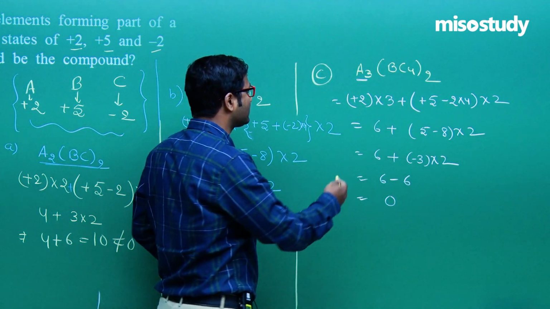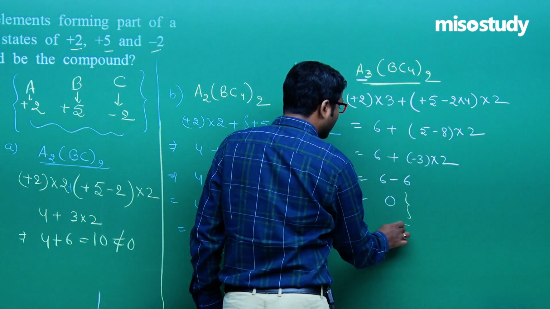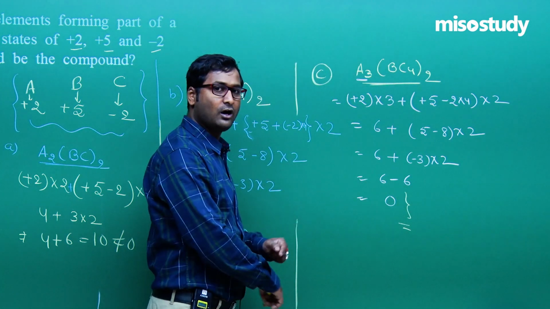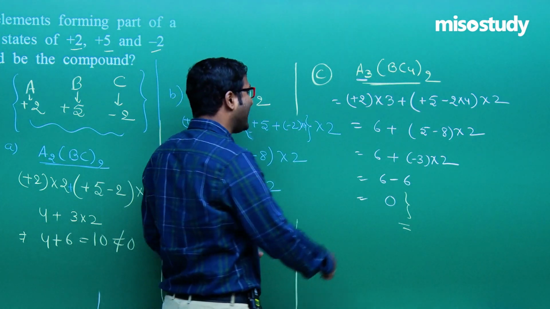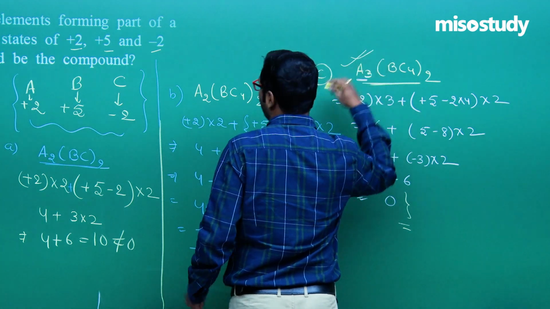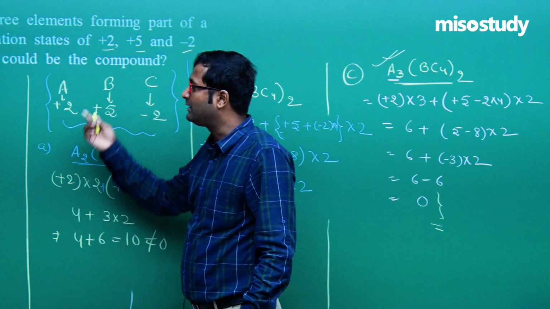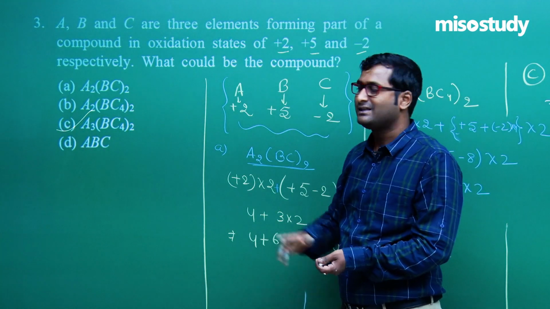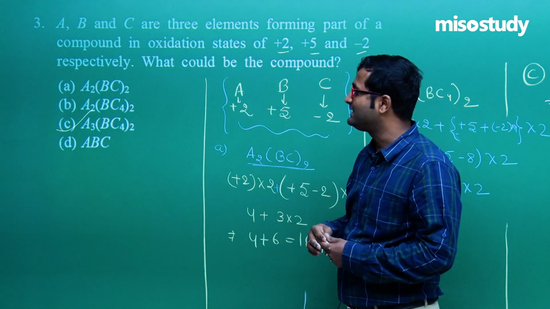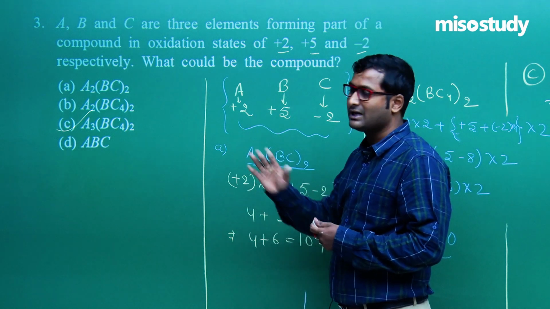Look at here, the sum of all the oxidation states of the molecule is equal to 0. If the sum of all the oxidation states of the molecule is equal to 0, then this is the correct formula. So we do not need to check the other options because it is not a multiple-correct question, just a single option is correct. So for this, C is the correct option. This is the first method, by applying hit and trial method. If the sum is equal to 0, then this is the compound.